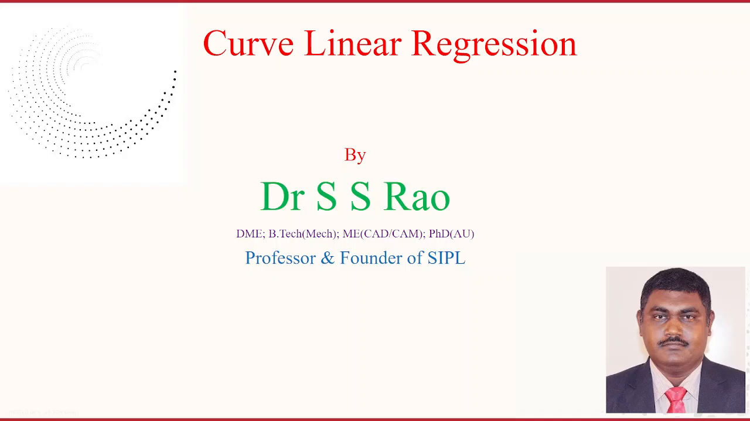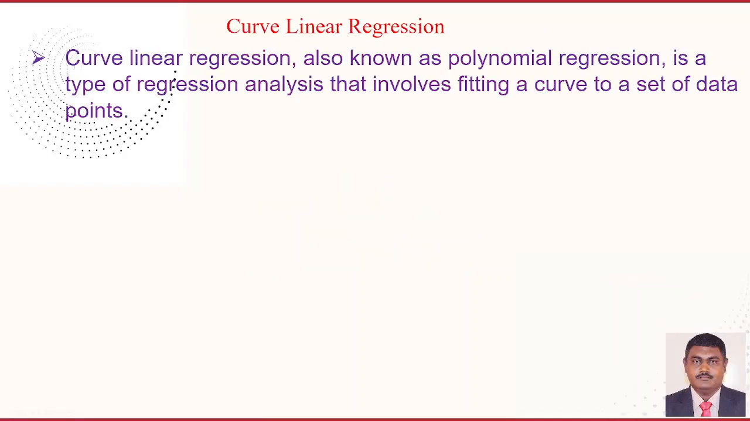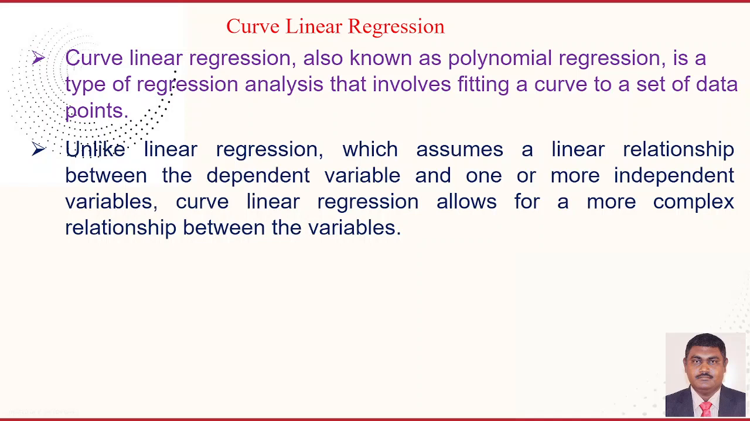So in this video, I'm going to explain curvilinear regression. Curvilinear regression, also known as polynomial regression, is a type of regression analysis that involves fitting a curve to a set of data points. Unlike linear regression, which assumes a linear relationship between the dependent variable and one or more independent variables, curvilinear regression allows for a more complex relationship between the variables.